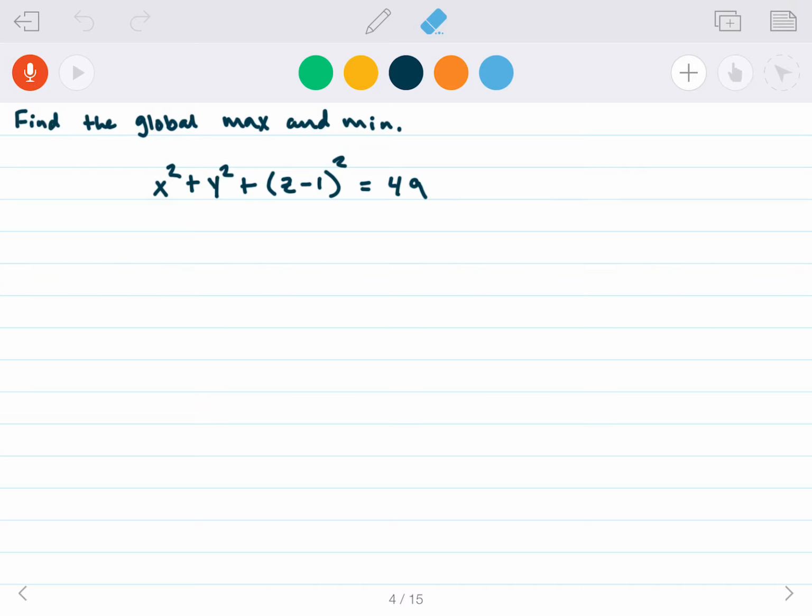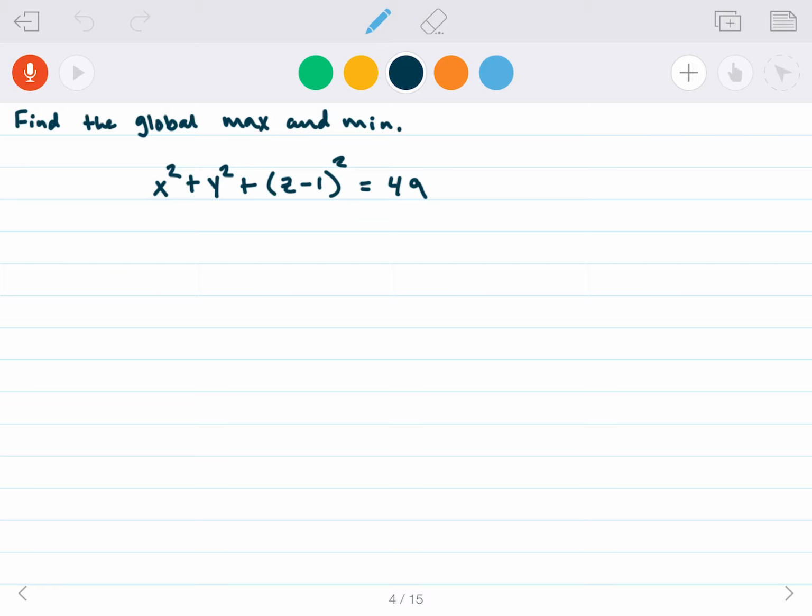Okay, so let's take a look at this surface, and we're going to figure out if it has a global max or a global min, or both. So the first thing I'm going to do is notice that I have a function.